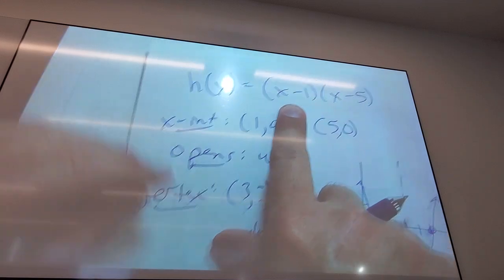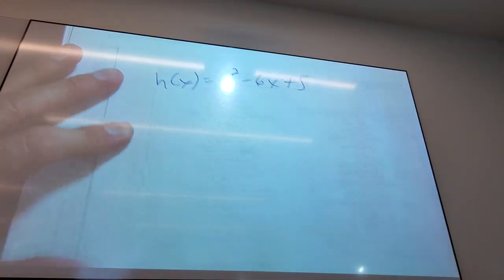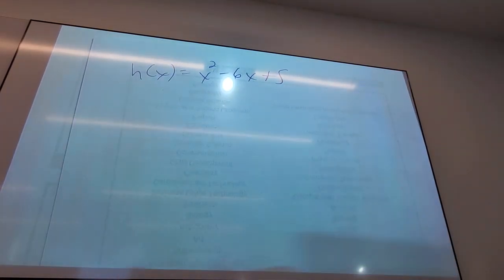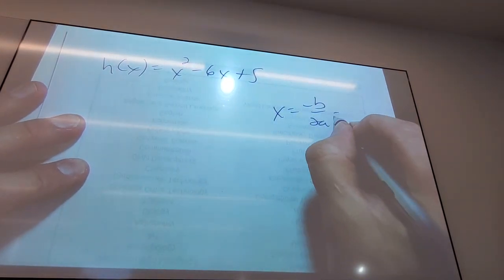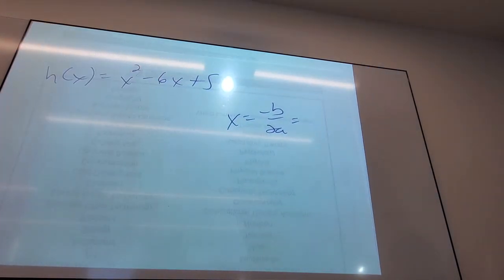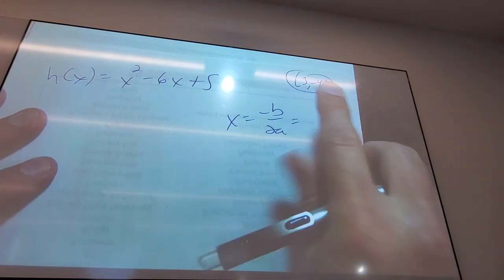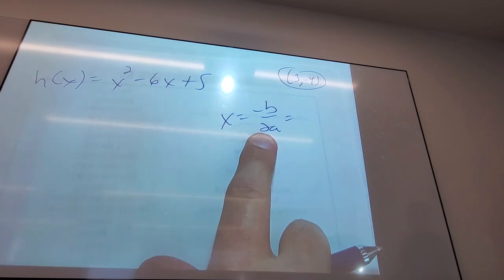this problem again, but I'm going to multiply it out. So this is the same parabola. If I multiply this out, I get this. And I claimed that this is a shortcut to get the vertex. And the vertex we got was (3, -4), right? We got this vertex already. So let's see if I get the same vertex this newfangled way.